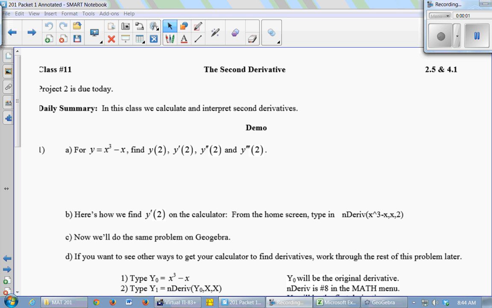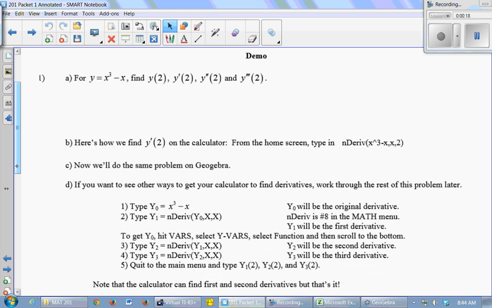Today we're going to calculate and interpret second derivatives. So for the function y equals x cubed minus x, we want to find y of 2, y prime of 2, y double prime of 2, and y triple prime of 2.